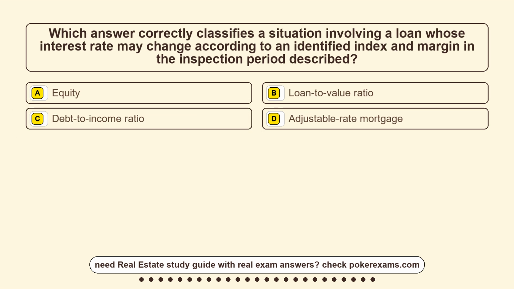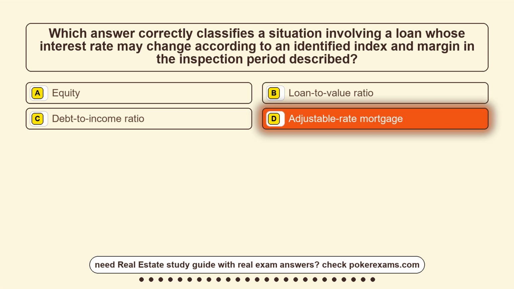Question 6. Which answer correctly classifies a situation involving a loan whose interest rate may change according to an identified index and margin in the inspection period described? Option A, equity. Option B, loan-to-value ratio. Option C, debt-to-income ratio. Option D, adjustable rate mortgage. The correct answer is option D, adjustable rate mortgage.